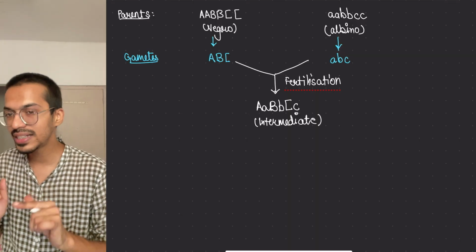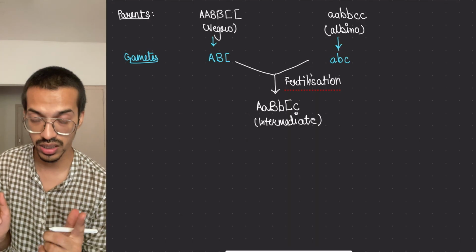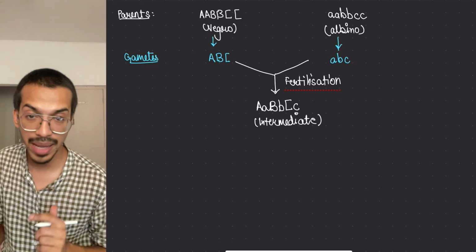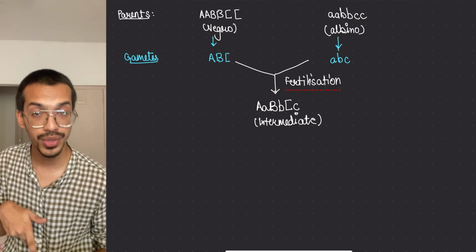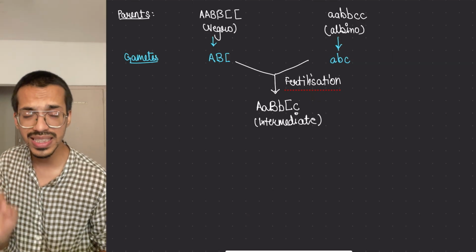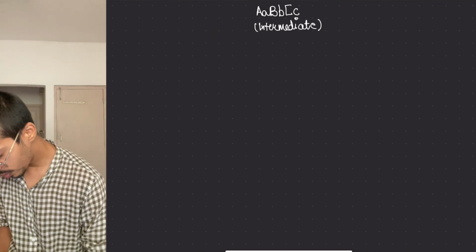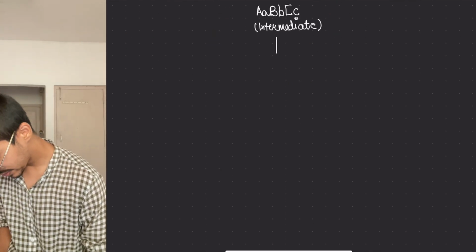Now when these intermediate-colored individuals form gametes, then the F2 generation will form. That is what we are going to see, and see how the different shades can come up now. So now what will we do? We will do selfing of it.